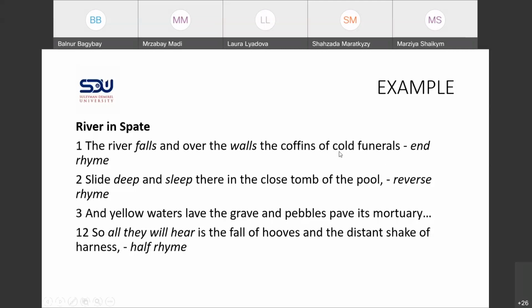Okay, so let me just analyze it. If you have a look at the highlighted words in italic, all, they will hear, right? So here, all and the double L in all and will, the consonant cluster, they are matching each other. Also, fall, all, will, fall, the consonants here are all matching. That is the half rhyme. I hope you understand what it is. Okay, easy peasy.